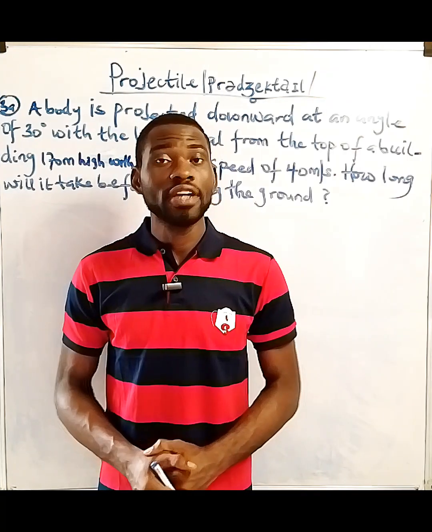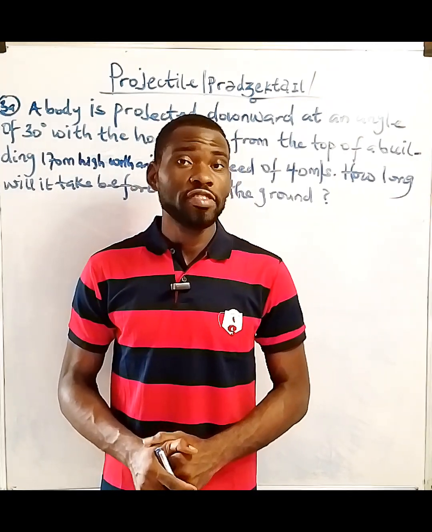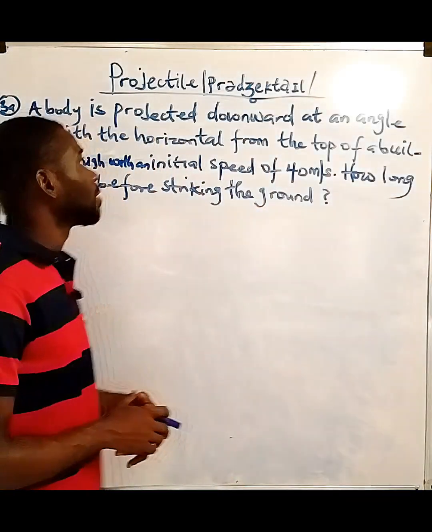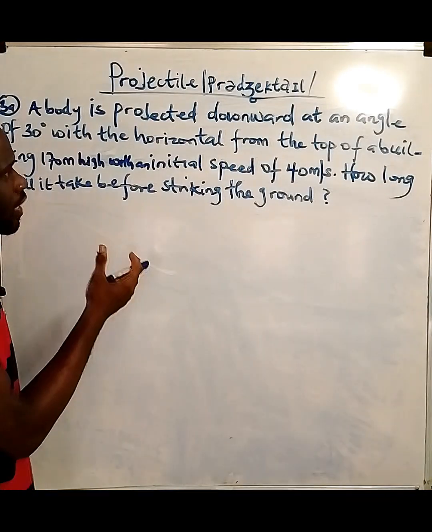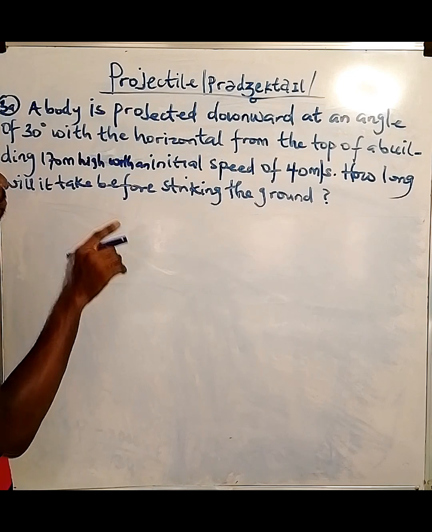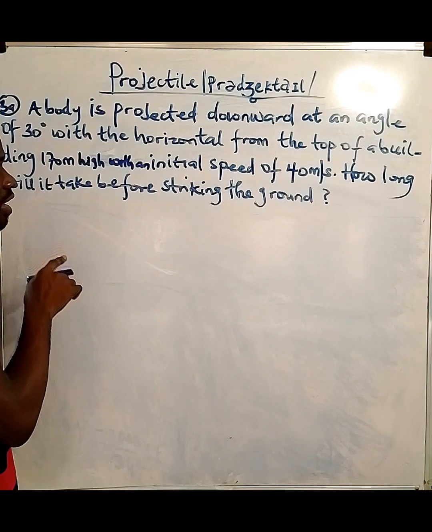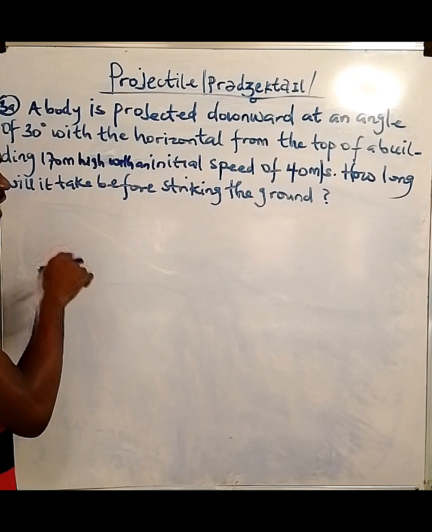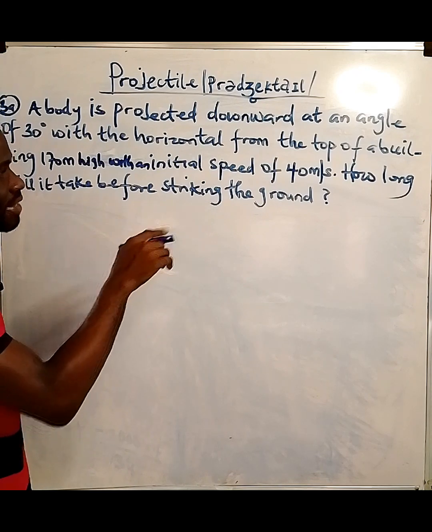Hi guys, today we're going to be looking at the third series of examples on projectile. So here's the first question we have today. A body is projected downward at an angle of 30 degrees with the horizontal from the top of a building 170 meter high with an initial speed of 40 meters per second. How long will it take the body before striking the ground?